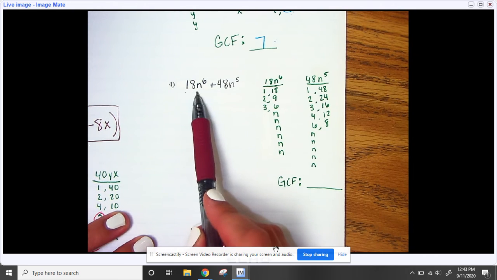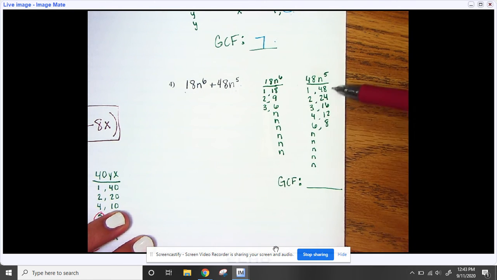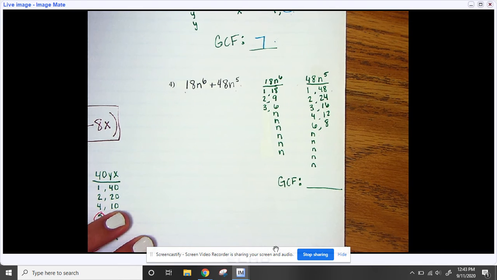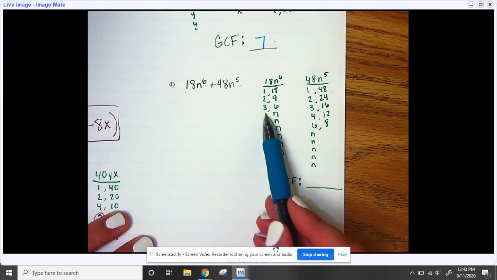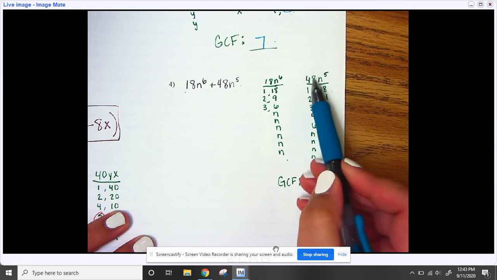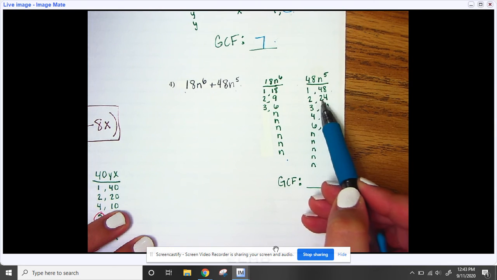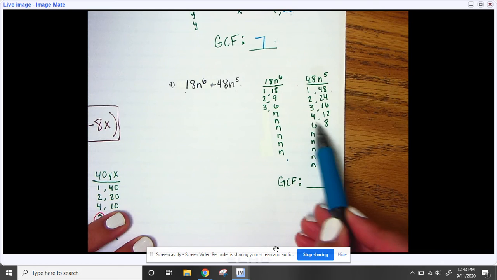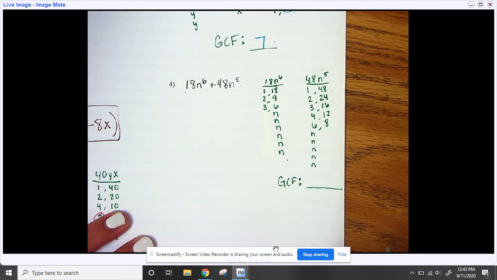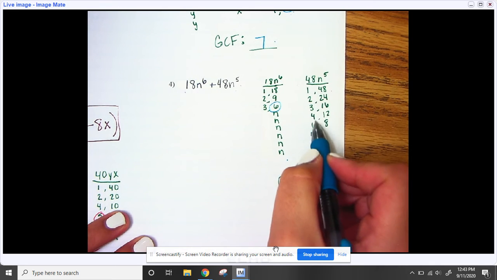We have 18n to the 6th power plus 48n to the 5th power. I went ahead and wrote down the factors. So for 18 we had 1 and 18, 2 times 9, 3 times 6, and there were 6 n's. On 48 there was 1 times 48, 2 times 24, 3 times 16, 4 times 12, 6 times 8, and there were 5 n's. So looking at the numbers, I think the greatest common one they have is the number 6.